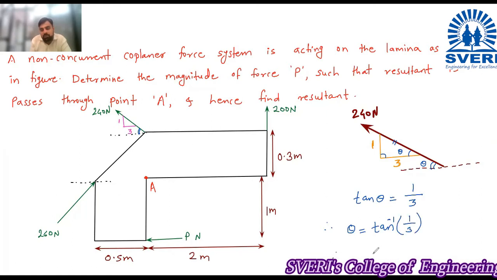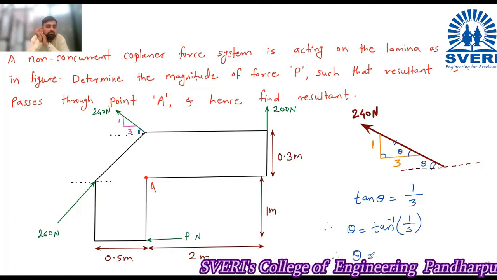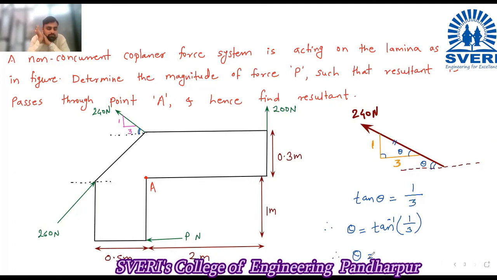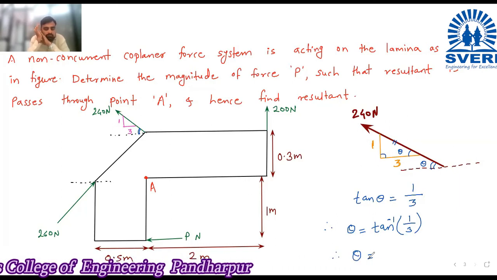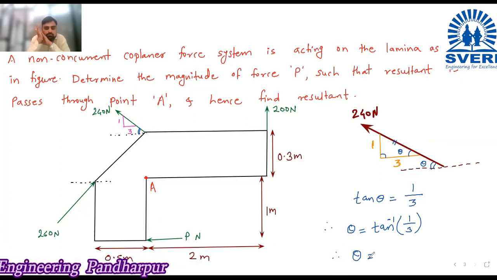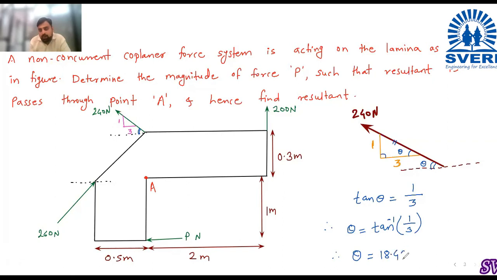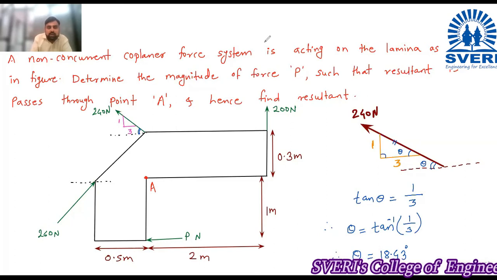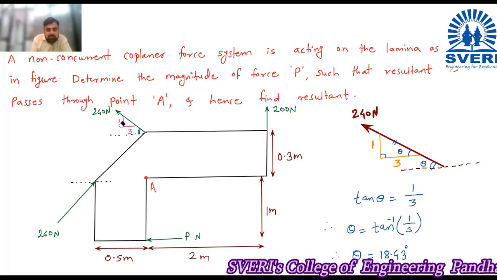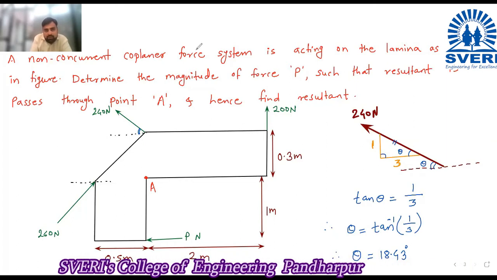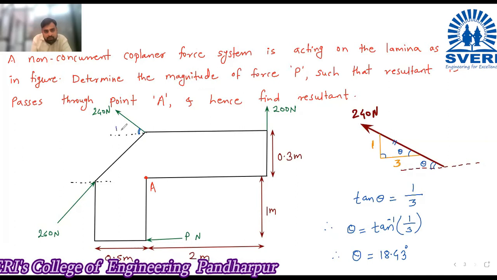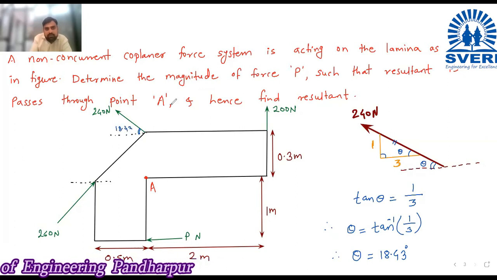Calculate it fast and let me know the value of theta. 18.43. Okay, so it is 18.43 degrees. So this is the value of theta. Now we know the angle. So here I will directly write now. I will erase this and write here the angle. What angle have we found out? It is 18.43. This is the angle.